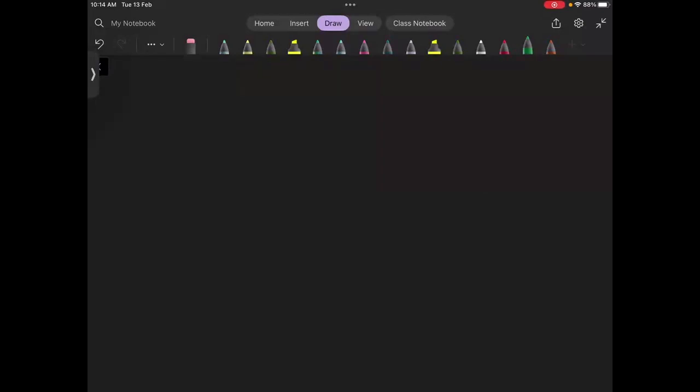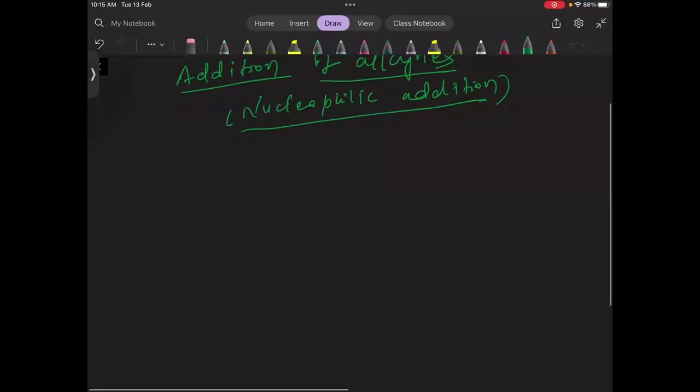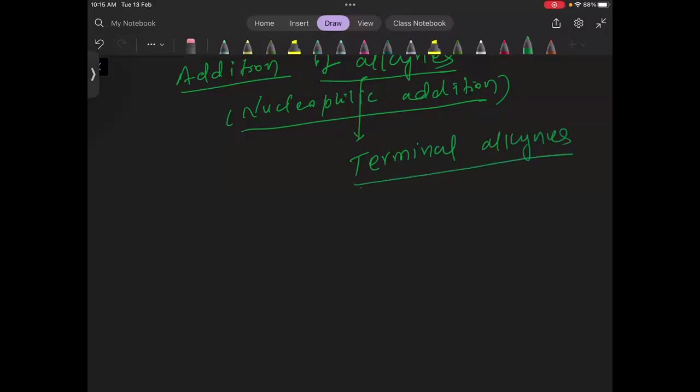Students, the first thing I am going to write here is the addition of alkynes. Addition of alkyne is a nucleophilic addition. So which alkyne is going to be reactive, students? Which alkyne will react with the carbonyl compound? Usually terminal alkynes, because terminal alkynes contain acidic hydrogens.